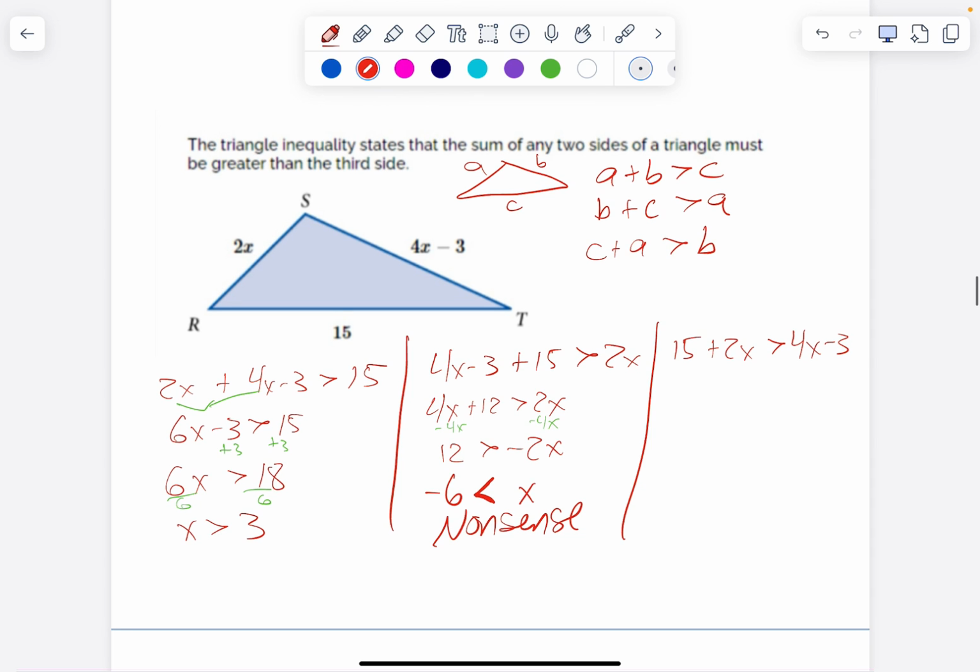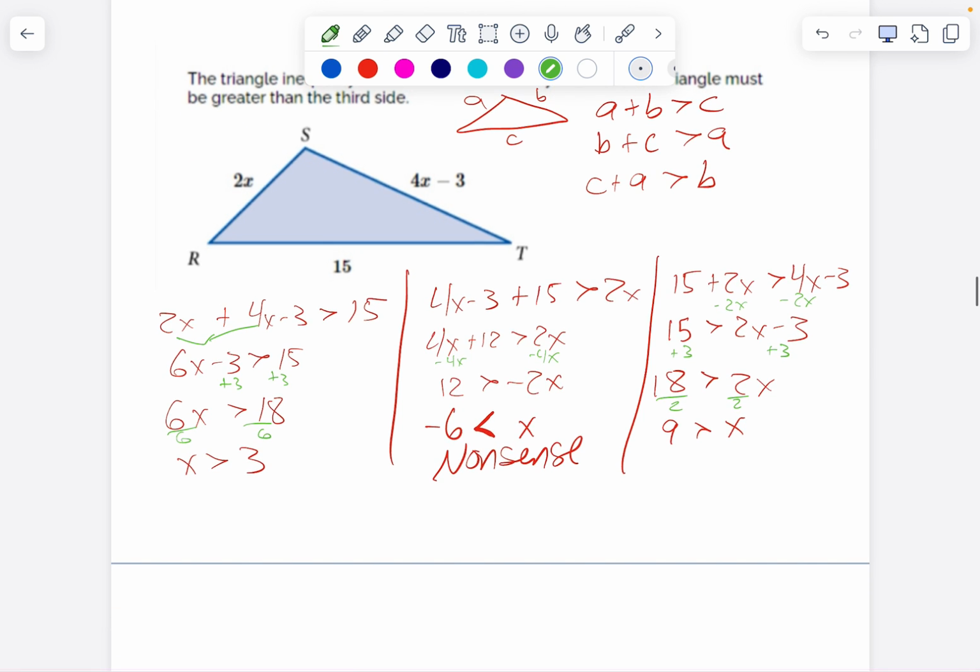All right, last one. Let's combine our like terms across the inequality symbol. So I'm going to subtract 2x and then add 3, and we'll get 9 there. So again, I just subtracted 2x, added 3, divided by 2, and we got 9.